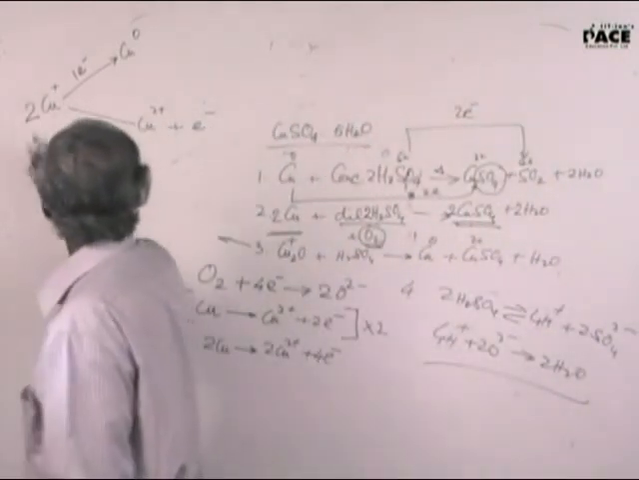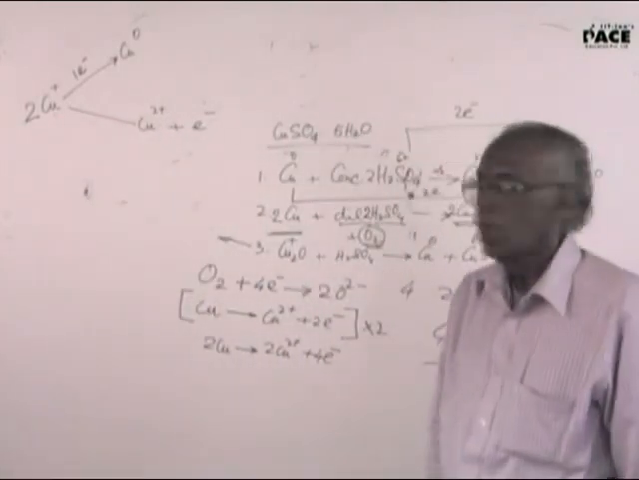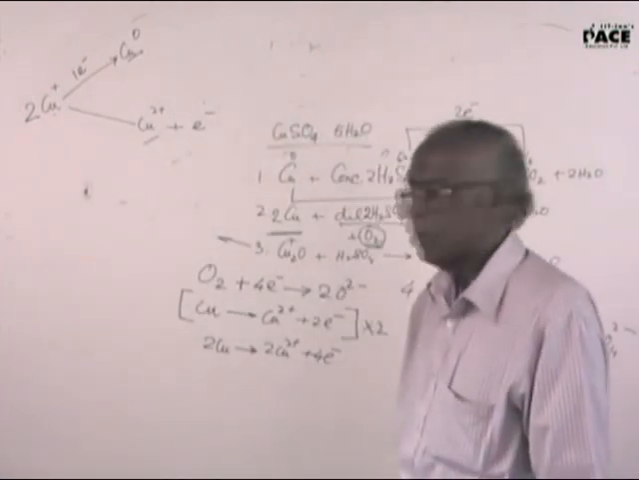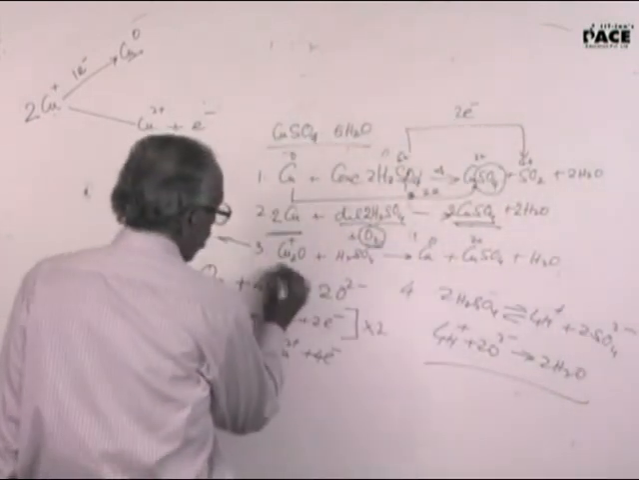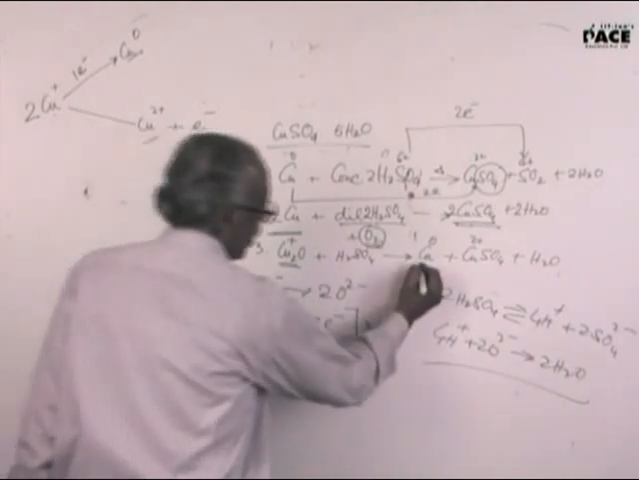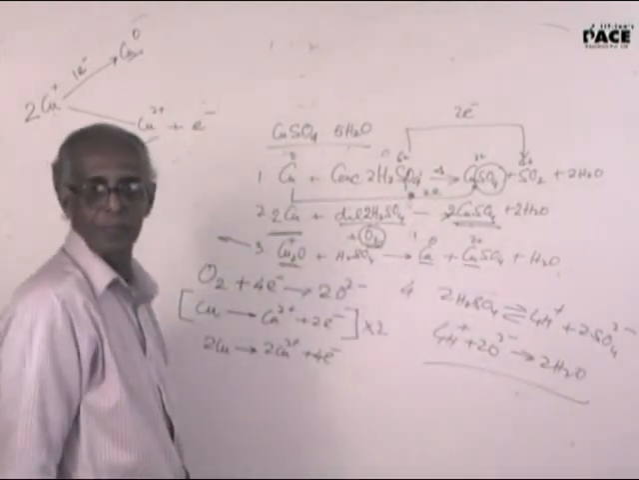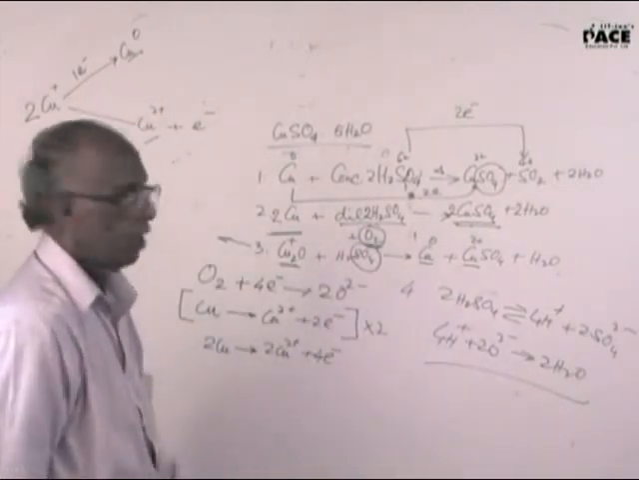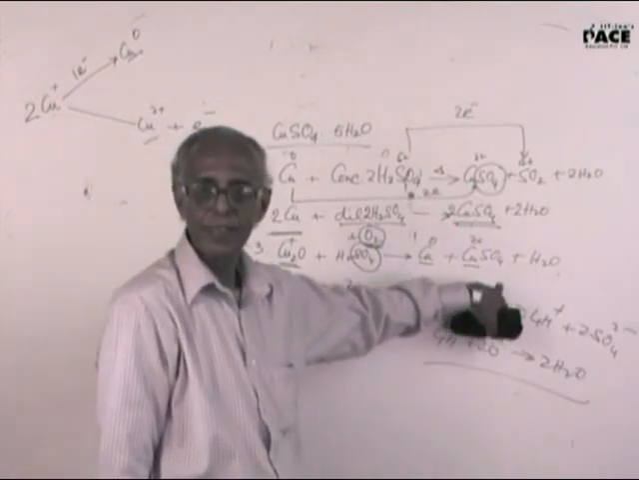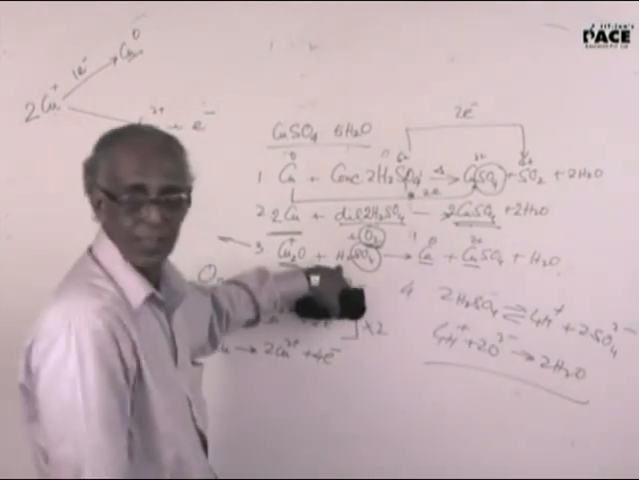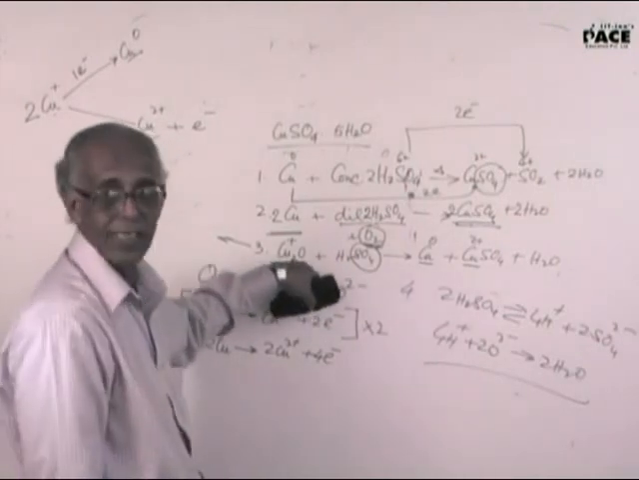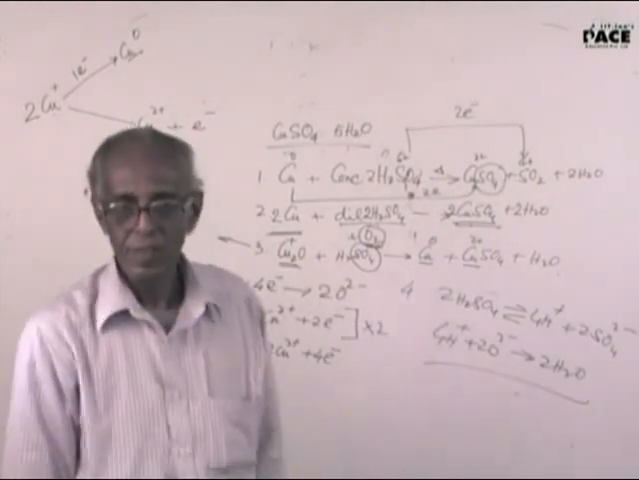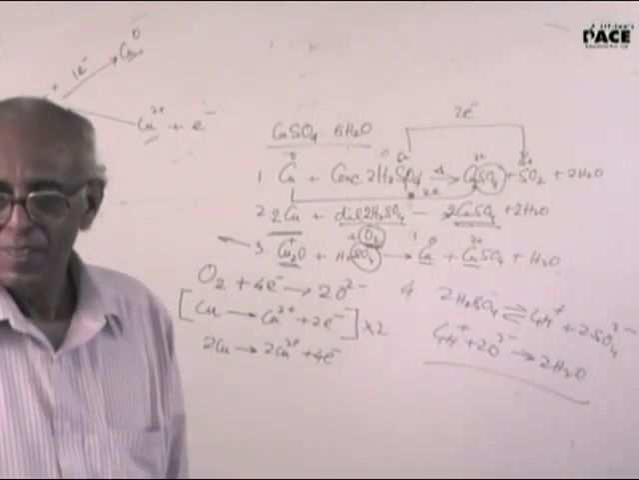So 2 copper plus will give me 1 copper 2 plus and 1 copper. And sulfuric acid provides the sulfate ion for copper 2 plus to form copper sulfate. And 2H plus combines with the oxide ion to form water. Is it clear?